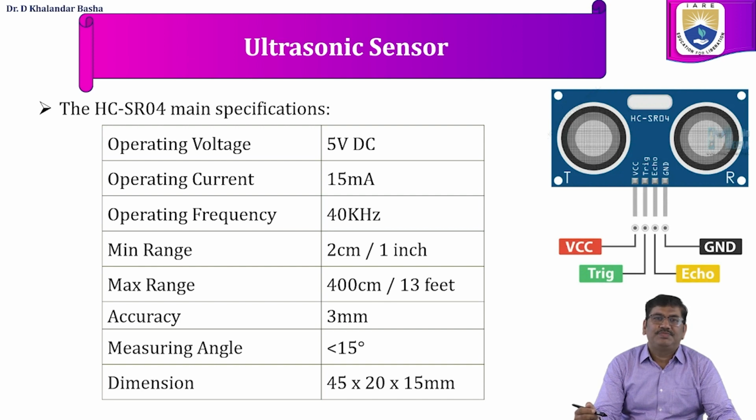Now we will see the specifications of the HC-SR04 ultrasonic sensor. The operating voltage is 5 volts DC. The operating current is 15 milliamperes. Frequency of operation is 40 kHz. Minimum range is 2 centimeters or 1 inch. Maximum range you can have is 400 centimeters or 13 feet. Accuracy is 3 mm, which is the deviation you can consider. The measuring angle should be less than 15 degrees. Dimension of the ultrasonic sensor is 45 by 20 by 15 mm.